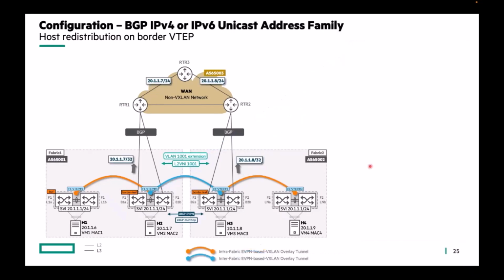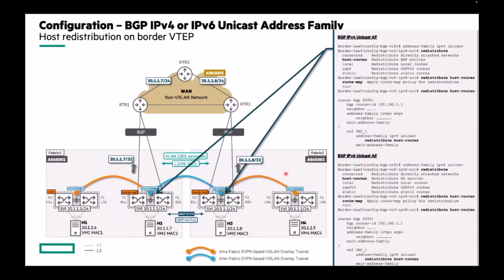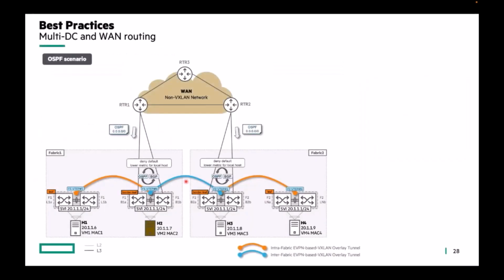For BGP IPv4 and IPv6 unicast address family, you will be applying the same on the border VTEPs. Under address family IPv4 unicast, you will redistribute host route, the same command, but under the VRF, address family IPv4 unicast. Similarly on IPv6 unicast here. The command syntax remains the same. Now we are using the same topology, as you see.